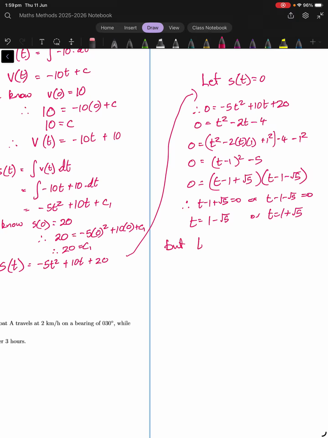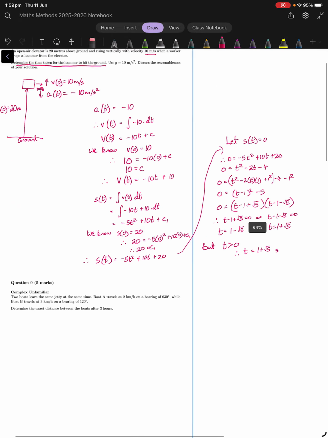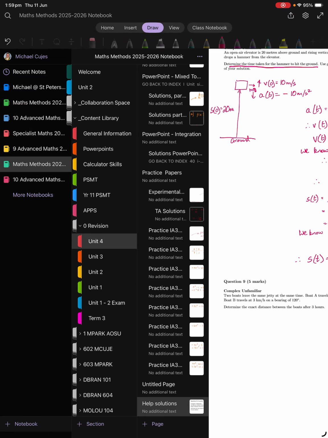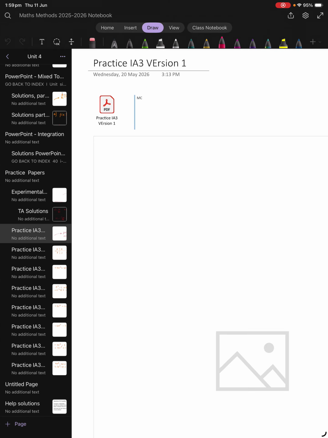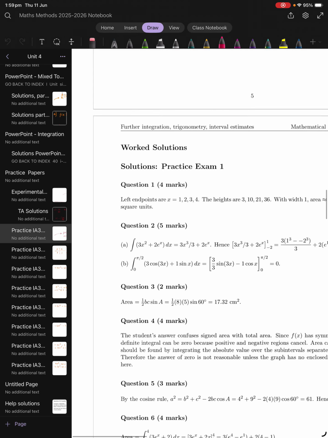But my t has to be greater than 0. So it must be 1 plus root 5 seconds, because 1 minus root 5, that's a negative time. That doesn't make any sense. Let's just check and make sure. I think that was from the first paper, that one. So we can scroll down and see if we made sense of what was going on there.